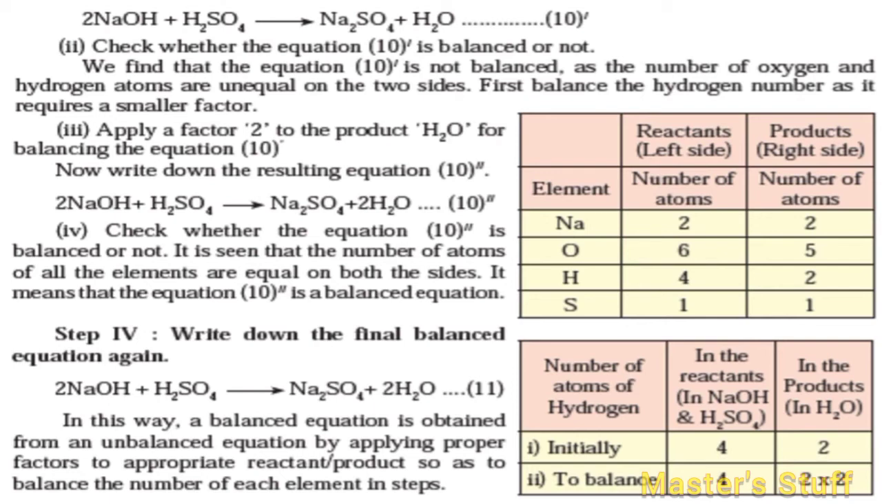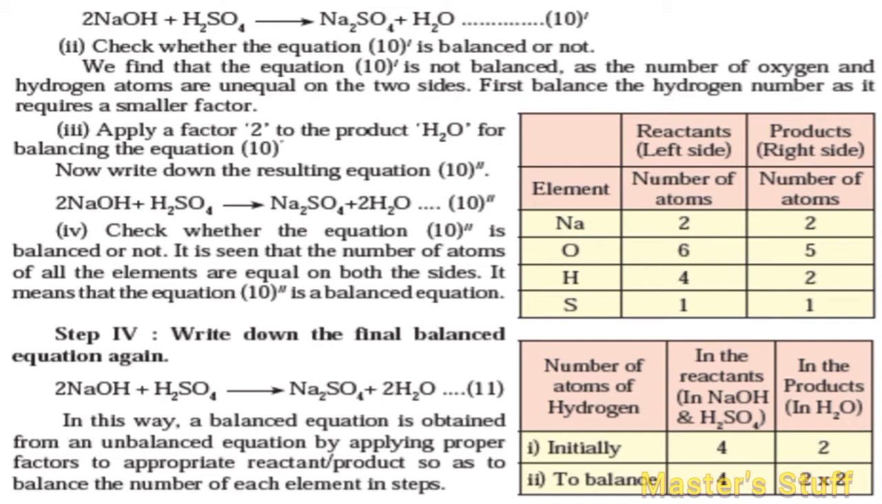Take a look at the table towards right. We find that the equation is not balanced as the number of oxygen and hydrogen atoms are unequal on both the sides. First, balance the hydrogen number as it requires smaller factor. Apply the factor 2 to the product H2O for balancing the equation.